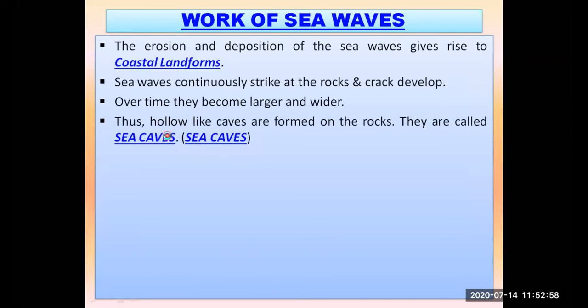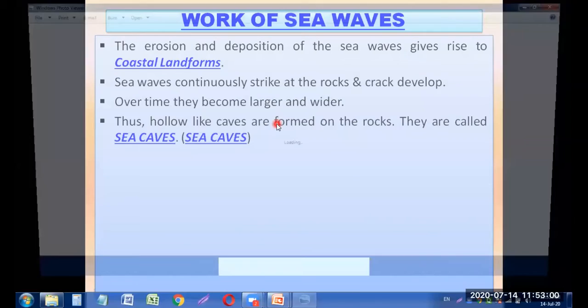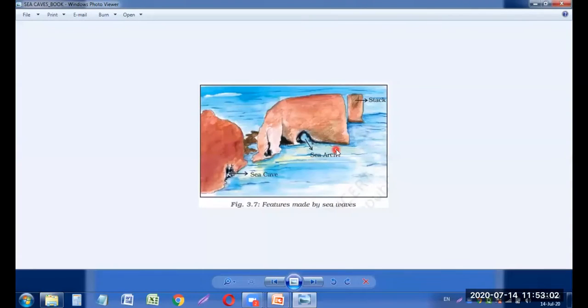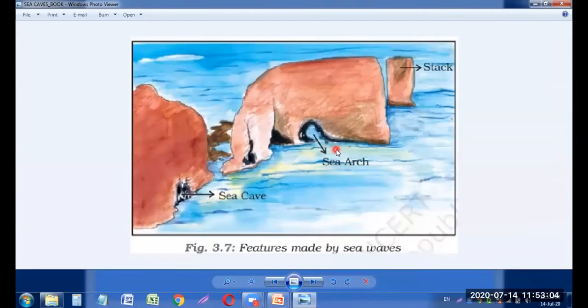Let me show you the sea caves. You can see over here from the video I have clicked. These hollow-like structures are known as sea caves. These are created because the water is striking again and again at the rocks. Because the water repeatedly hits the rocks, this hollow-like structure is created. This is known as a sea cave.